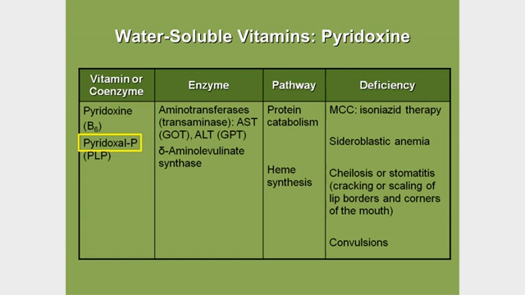Now B6, you need to know it because of integration with pharmacology and microbiology, because isoniazid in the treatment of tuberculosis binds B6 and a person can end up with B6 deficiency while undergoing isoniazid therapy. In pathology, the hallmarks of B6 deficiency are sideroblastic anemia, cheilosis, lots of characteristics, but sideroblastic anemia is one of the most important features of B6 deficiency.